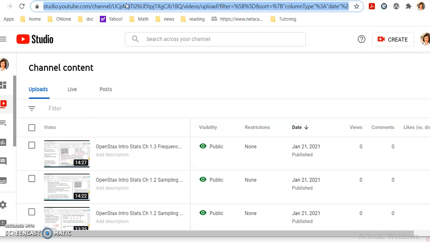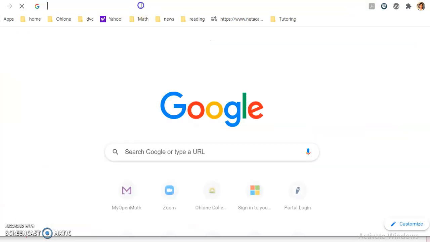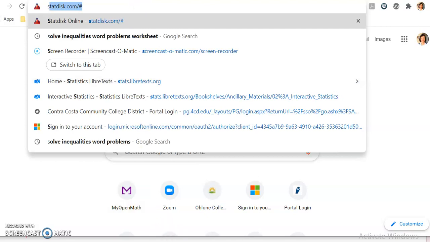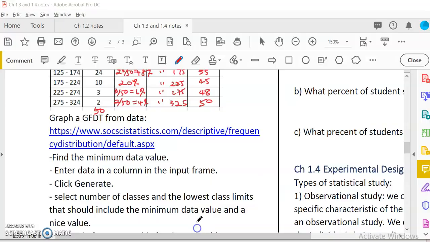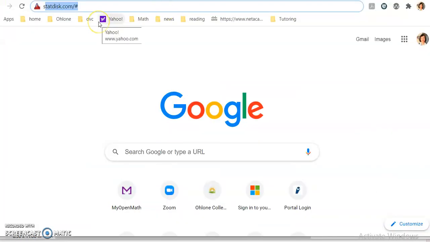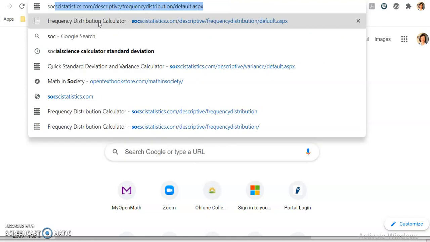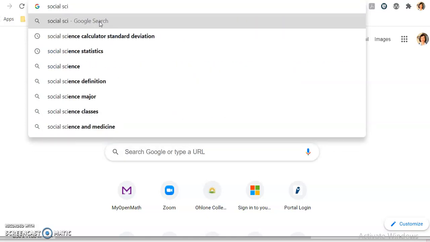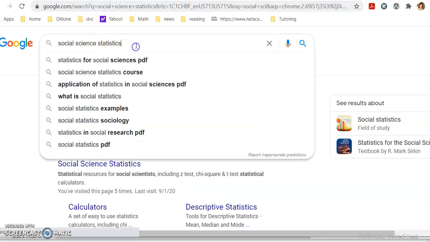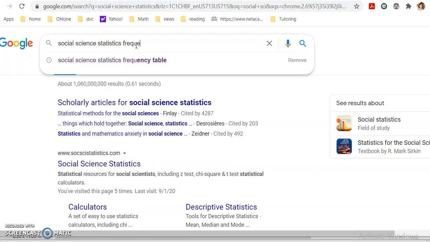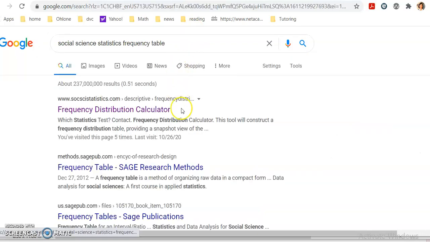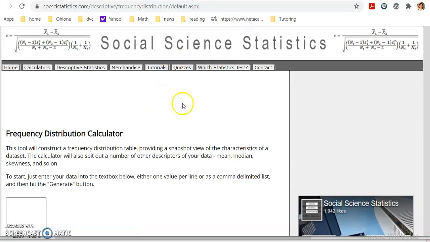So what does the calculator do? It is the Social Science Statistics calculator. Actually, I can copy the link over here, or I can just Google social science statistics frequency distribution, something like that. It would show up. So okay, social science statistics calculator, frequency, right? So frequency table. It's called a frequency table calculator.